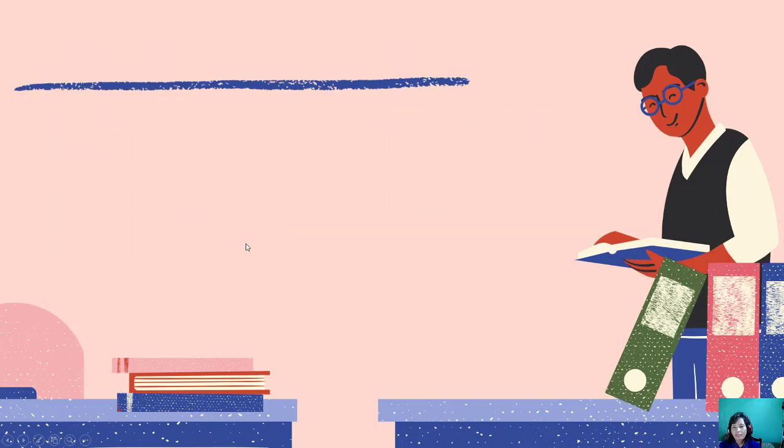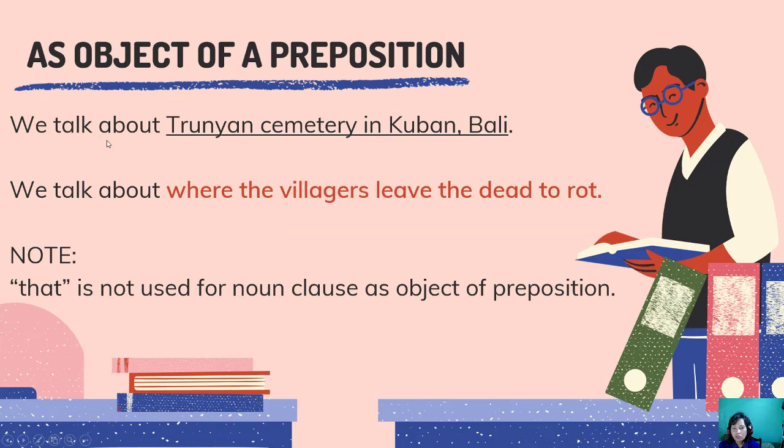Another: we talk about Tunyan Cemetery in Kuban, Bali. This is the preposition. We talk about where the villagers leave the dead to rot. Conjunction, subject, and predicate. Note here that that is not used for a noun clause as object of a preposition. So you cannot have: we talk about that they, blah, blah. No.